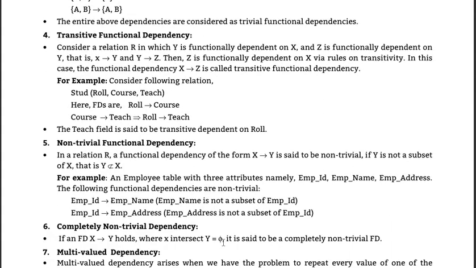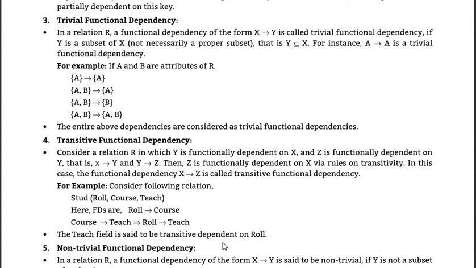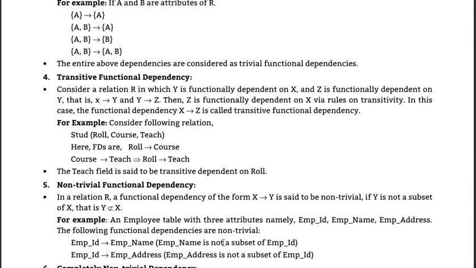Now the next type is transitive functional dependency. What is transitive functional dependency? Consider a relation R in which Y is functionally dependent on X, meaning the functional dependency is of the form X determines Y. It is said to be a transitive functional dependency if Y is functionally dependent on X and Z is functionally dependent on Y. That is, X determines Y and Y determines Z.